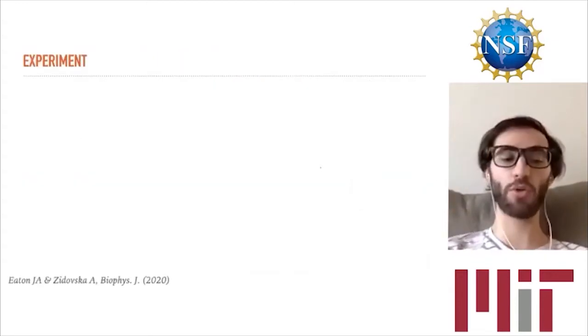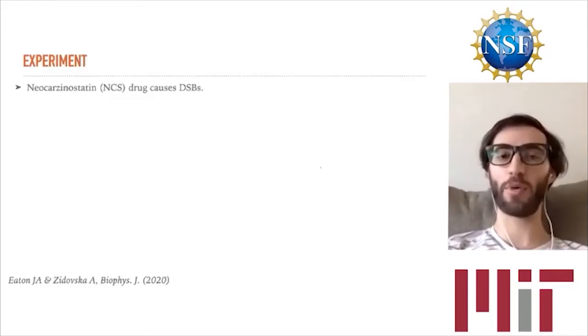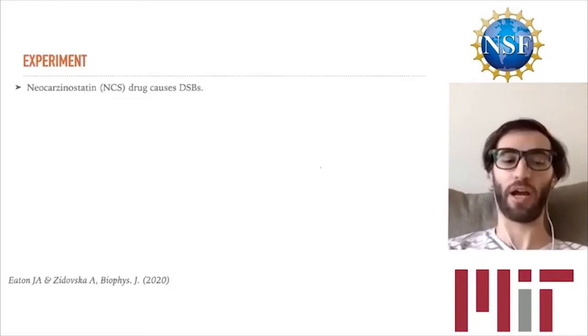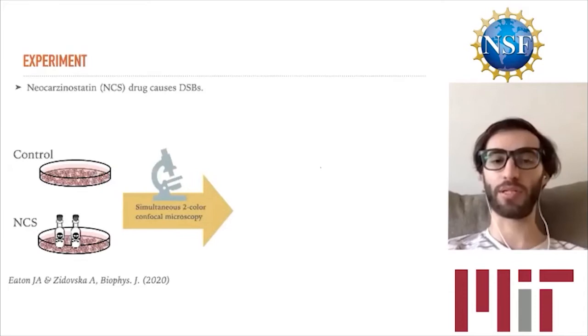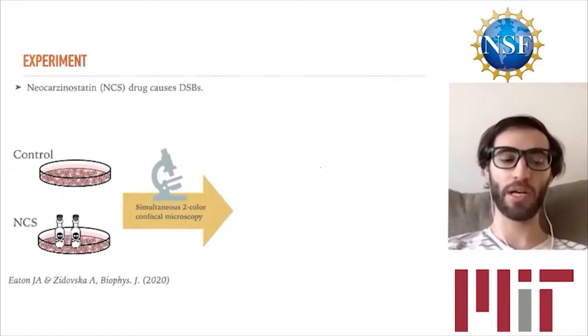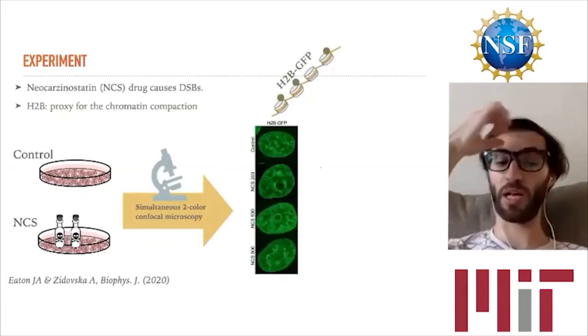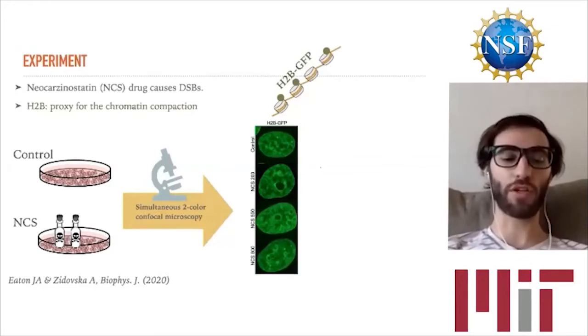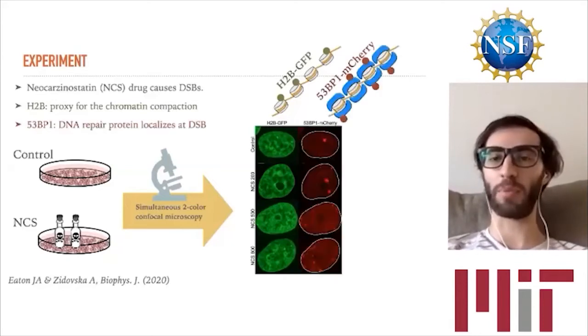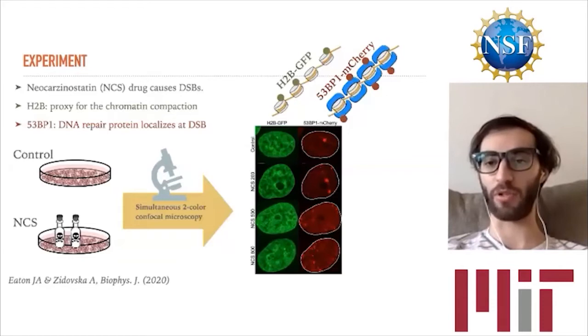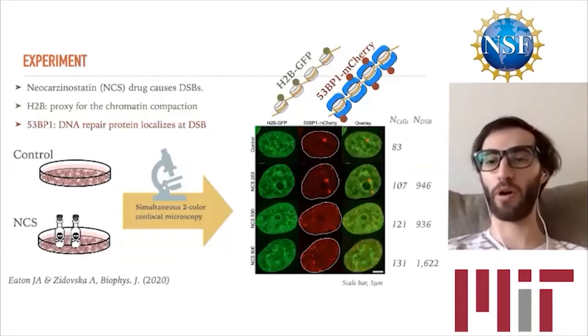In my experiment, I used transgenic HeLa cells, and we caused damage with a chemical called neocarzinostatin, or NCS for short. We used three different concentrations of NCS and imaged the results using a simultaneous two-color confocal microscopy setup, taking 25-second streams at a 250-millisecond exposure. In these streams, we visualize H2B-GFP, which is a good proxy for chromatin position and compaction. We also look at 53BP1-mCherry, which localizes very quickly to the site of a DSB, forming a focus around the particular break site, as you can see in these images. And then we do this for a very large number of cells.